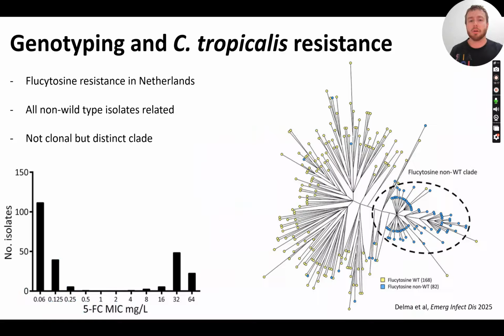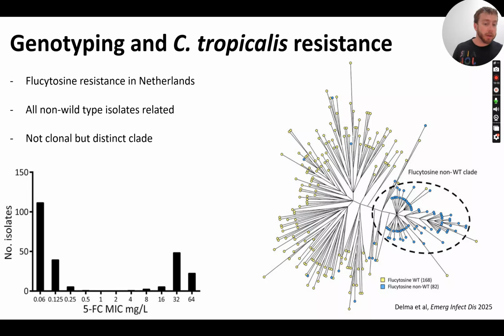Another example of genotyping and resistance is this time on Candida tropicalis, because what we saw in the Netherlands was a bimodal MIC distribution for flucytosine that you can see in the lower left corner, actually. Isolates either had a very low MIC or a very high MIC, and that is rather unexpected because flucytosine is barely used in clinics and not even in agriculture in the Netherlands. So that's why we were wondering, are these resistant isolates related to each other, or do they form numerous genotypes?